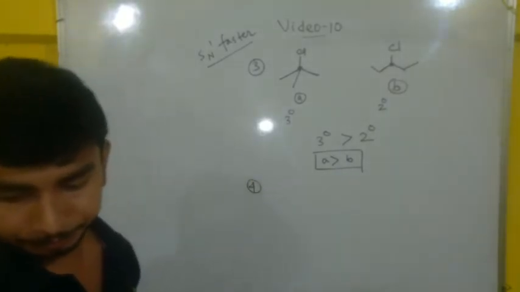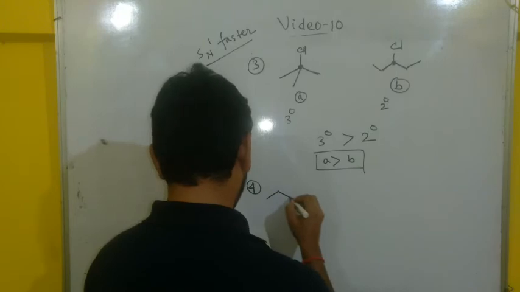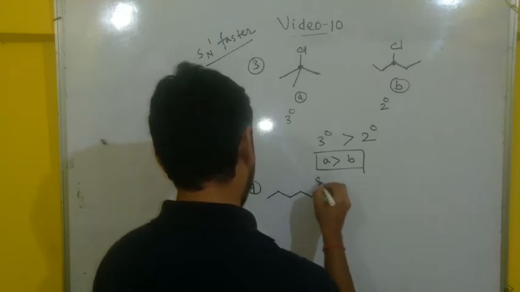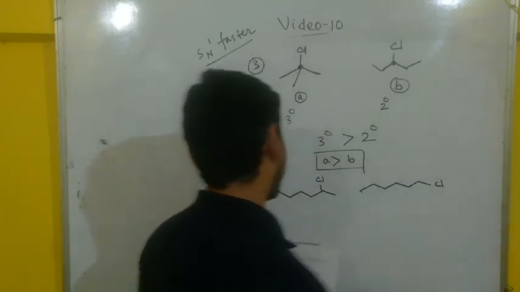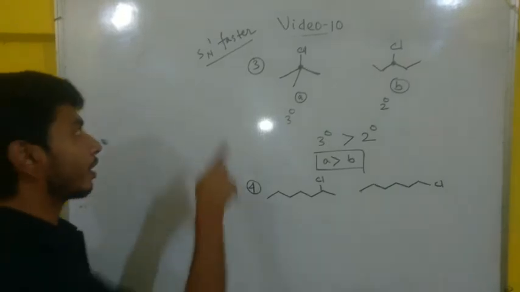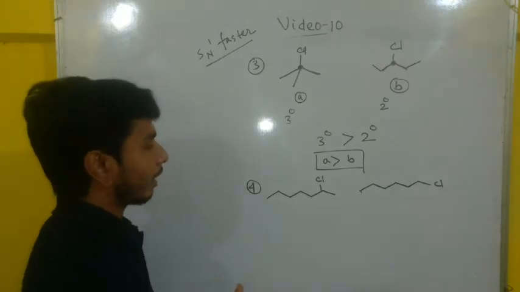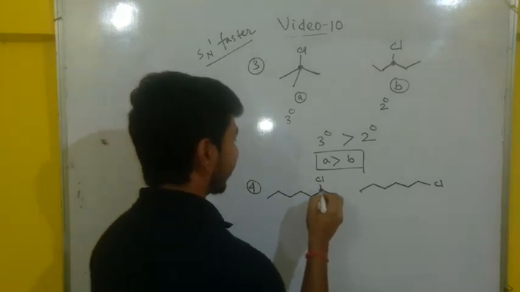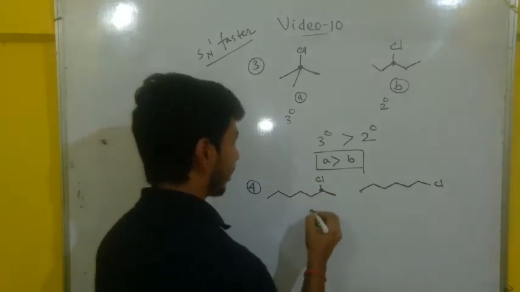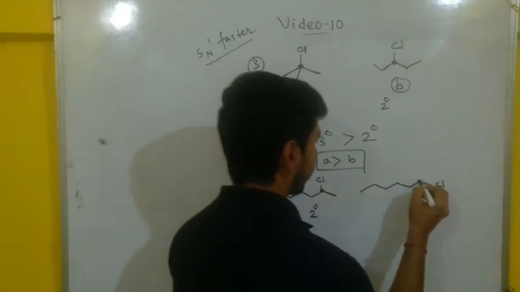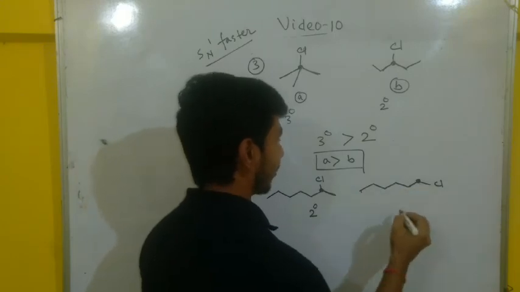Next question. Which will react faster in the SN1 reaction? First look at the alkyl halide. This carbon containing halogen has 2 carbon-carbon bonds, so it is a 2 degree alkyl halide. And here the carbon containing halogen has 1 carbon-carbon bond, so it is a 1 degree alkyl halide.